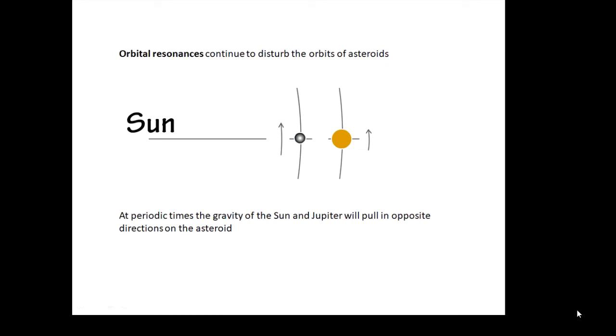Orbital resonance. Now, what's orbital resonance? If you've got, let's say, a large asteroid and Jupiter, then at certain times they're going to be close to each other, and the gravity of Jupiter will affect the orbit of the asteroid. This will obviously happen periodically as they're both going around the sun with different orbital periods, and it's called an orbital resonance. At periodic times, the gravity of the sun and Jupiter will pull in opposite directions on the asteroid.